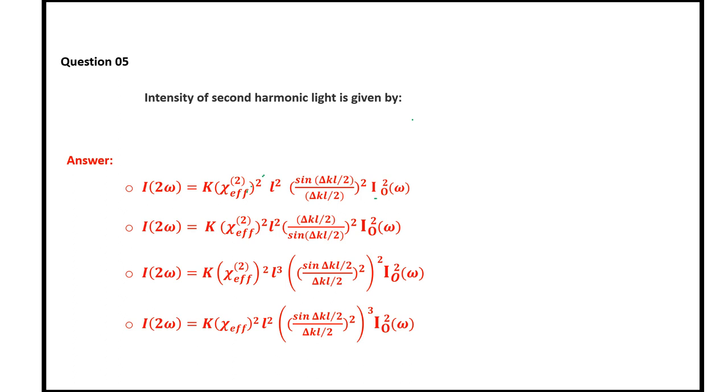So this was a simple expression which we had studied, and the value for this was: the intensity of the 2 omega light is equal to K, which is a constant, times the second order susceptibility. The 2 in the bracket is not for the square, it is for denoting the second order phenomenon. The square is written somewhere outside the bracket, multiplied by L square, where L is the length of the medium.